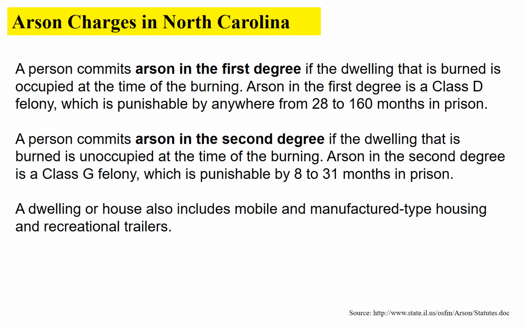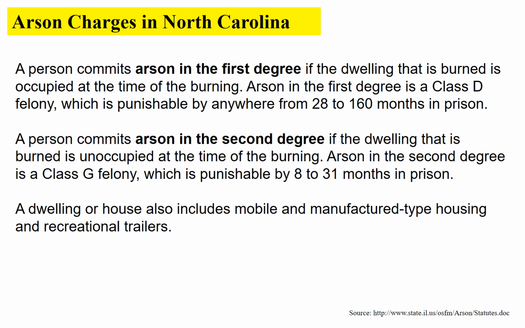So what are the charges for arson in North Carolina? If a person commits arson in the first degree, it means that the dwelling was occupied at the time of burning. This is a Class D felony, and you can get anywhere from 28 to 160 months in prison. Arson in the second degree is where the burned building is unoccupied when it is burned. It's a Class G felony, which is punishable by 8 to 31 months in prison.